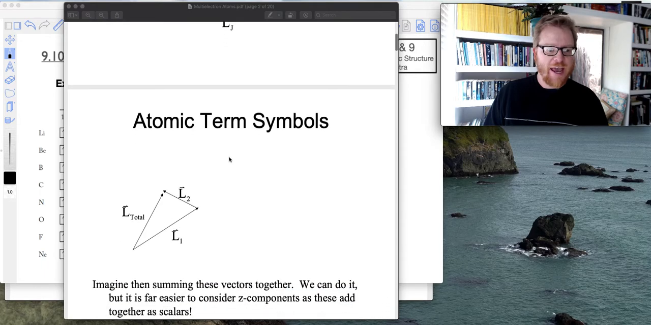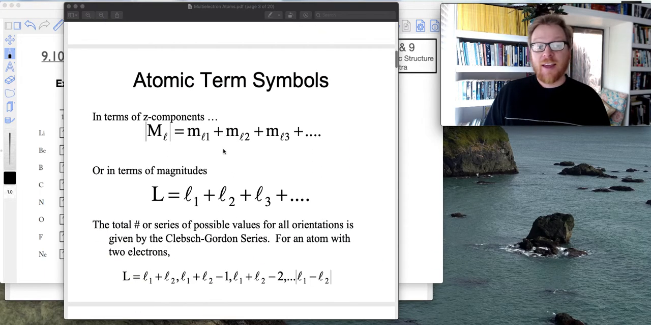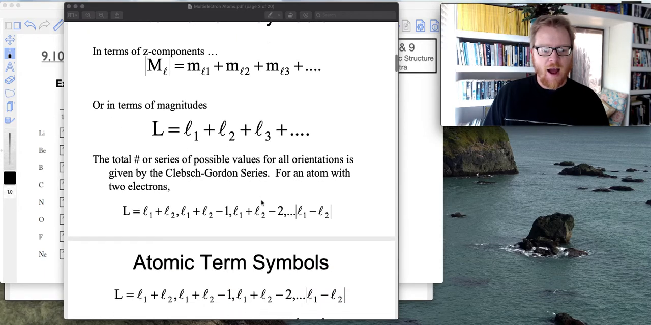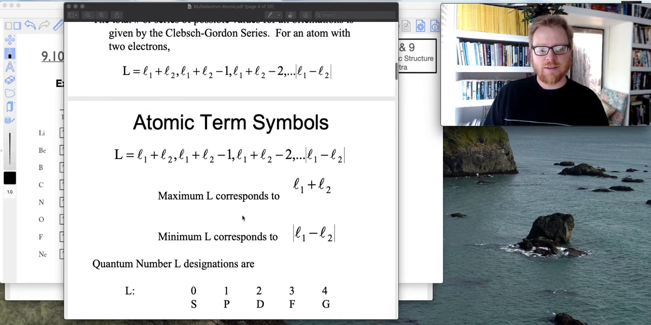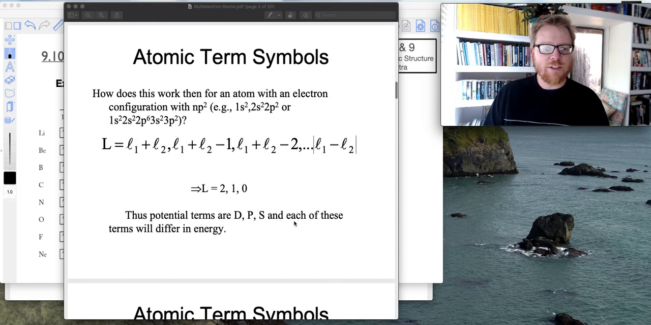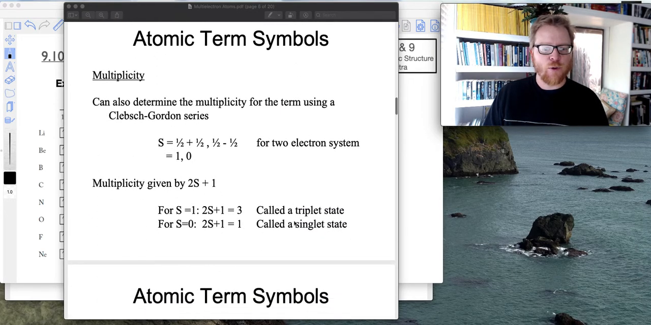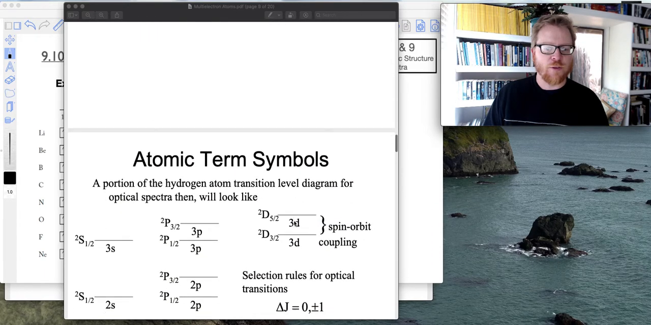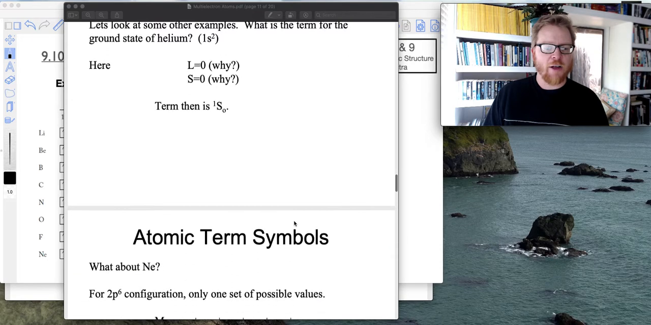And so as you scan through it here, it's showing you that we can calculate it in terms of the mLs or in terms of the L values. It walks you through the Clebsch-Gordan series. It gives you the designations. What I wanted to do, though, is scan through to give you more of this information on those J values.